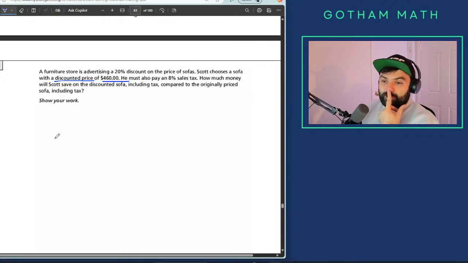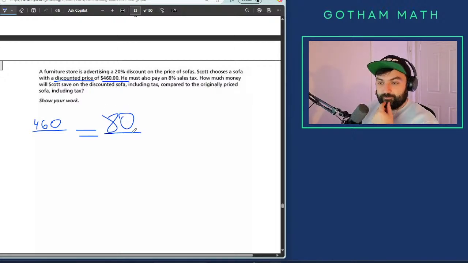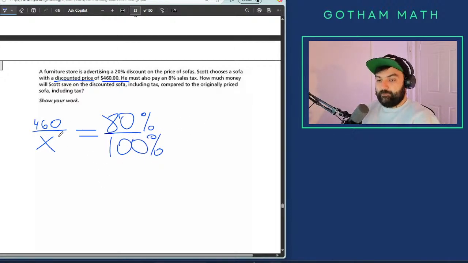So the original price we'll find by using a proportion, and the proportion will look like this. We'll set it up and we'll say that that price, the $460, is actually not 100% of the original price, but 80% after the 20% discount. And what we're looking for, which is the X, will be 100% of the price. Okay, and that's how we'll find the original price.